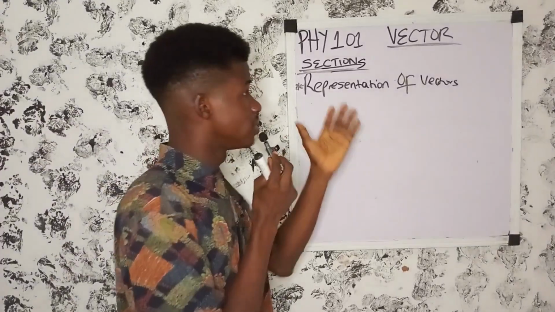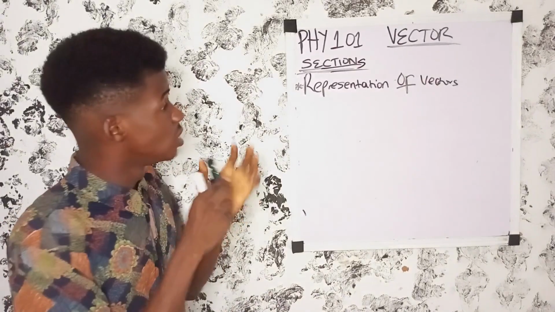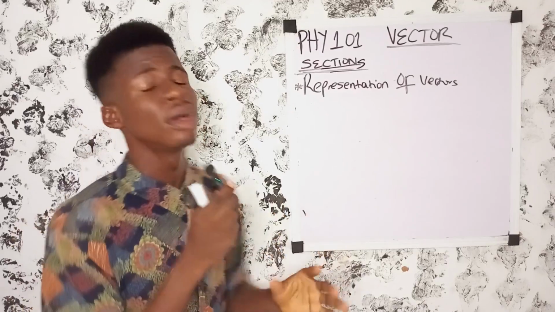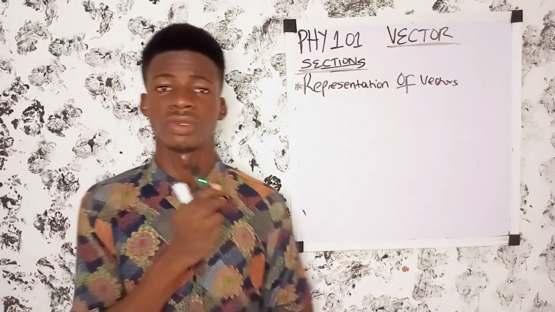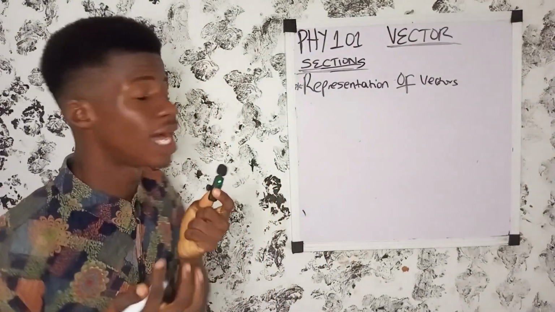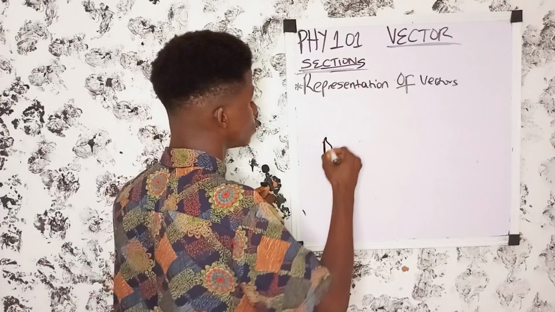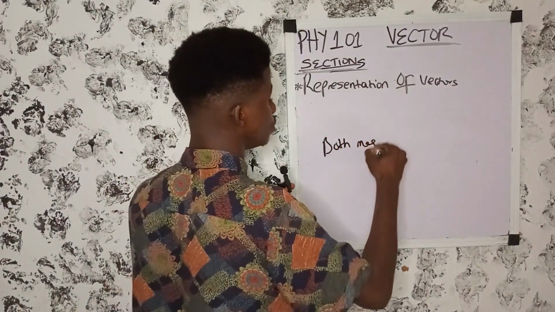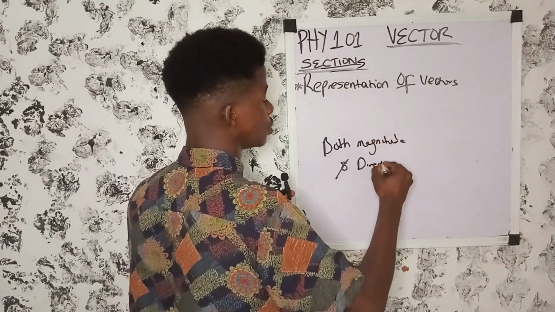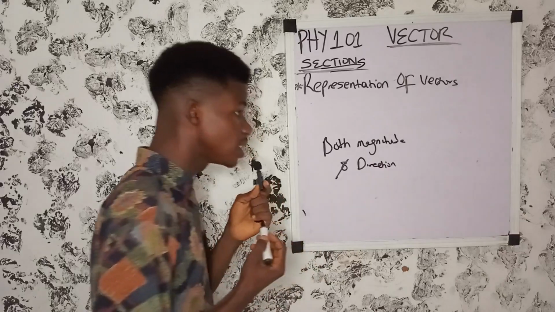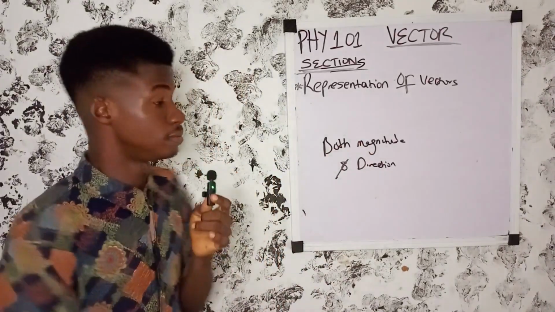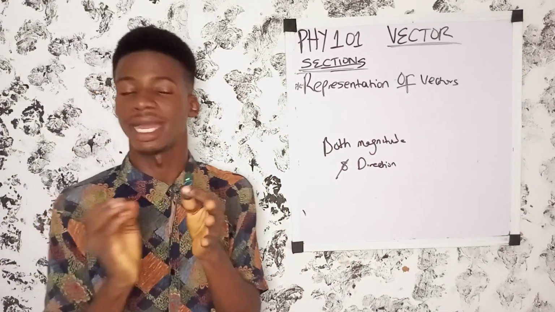Okay, so let's start with the very first section, which is representation of vectors. Now, what is a vector quantity? If you can recall, vector quantities are quantities that have both magnitude and direction. The opposite of vector is scalar quantity, a quantity that has only magnitude.